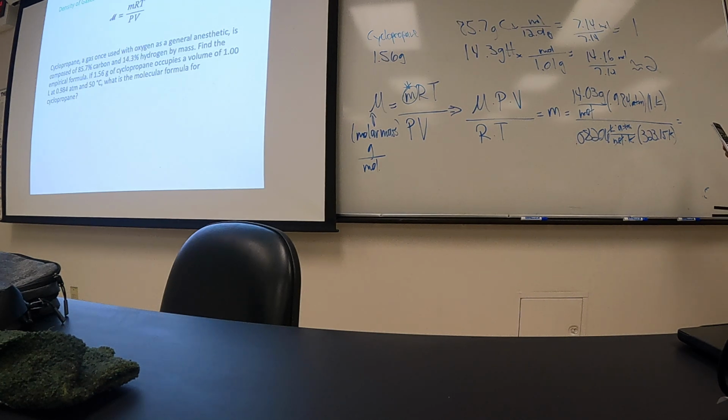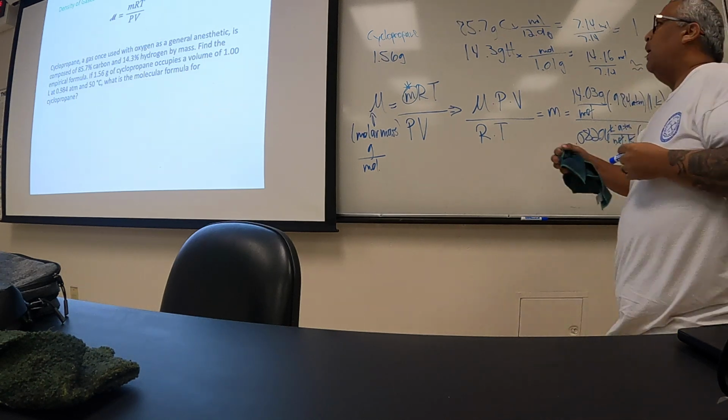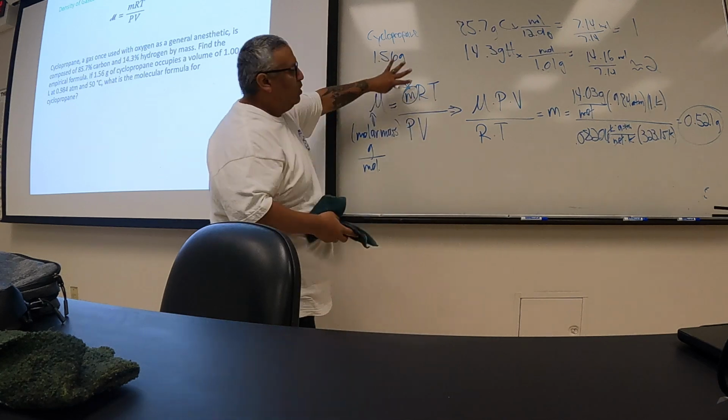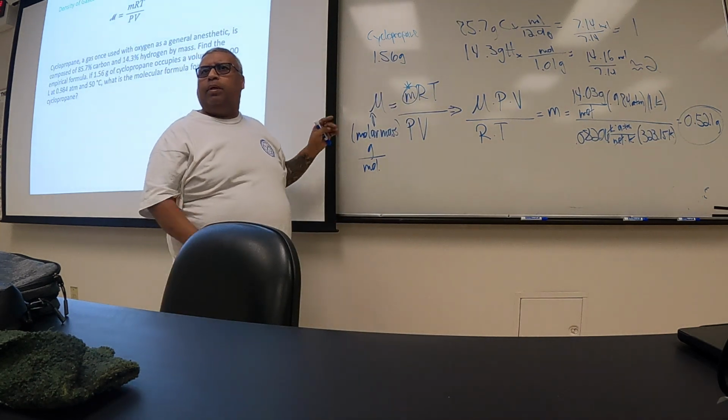0.03 times 0.984 divided by 0.08206 by 323.15 gives 0.521 grams. All right. So if this is the mass of the empirical formula, does anybody need this portion here because I'm going to be using it? We're good? All right.